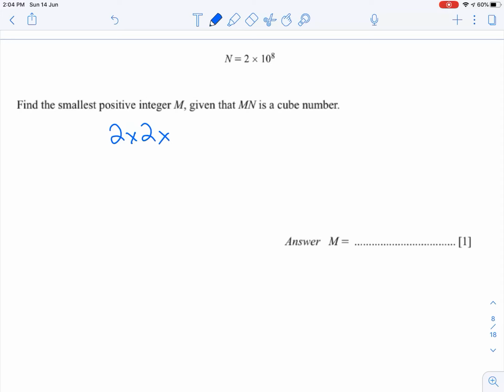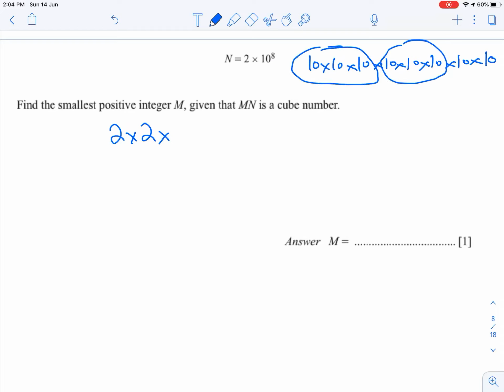Now as far as 10 is concerned, you've got 8 10's. In order to make groups, see, if I write 8 10's, these 3 10's will make one group, these will make another group. You need one more 10 so that the third group is also complete. So 4 times 10, which is 40. That means you need to multiply this number n by 40 so that it becomes a cube number. So the answer for m would be 40.